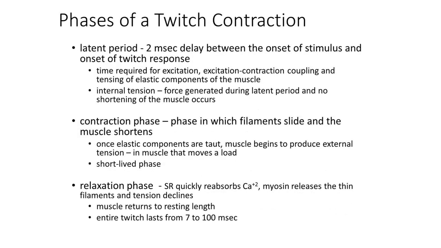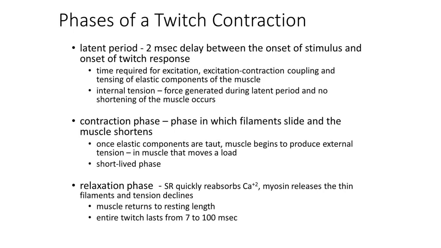So, there are some phases of a twitch contraction. First, you have what's called a latent period. This is a 2 millisecond delay between the onset of the stimulus and the onset of the twitch response. This is the time required for excitation-contraction coupling and the tensing of the elastic components of the muscle. It is an internal tension, a force generated during the latent period, where no shortening of the muscle will occur.